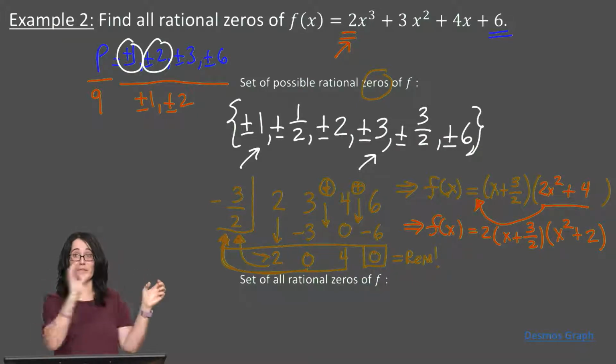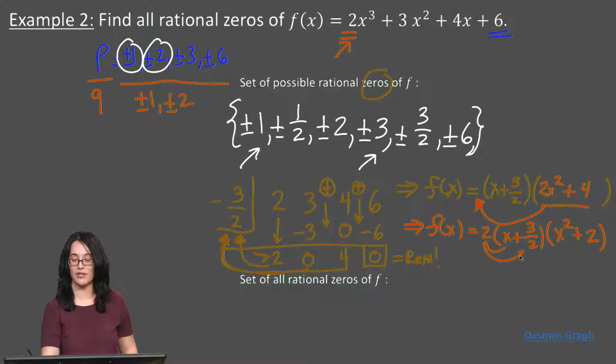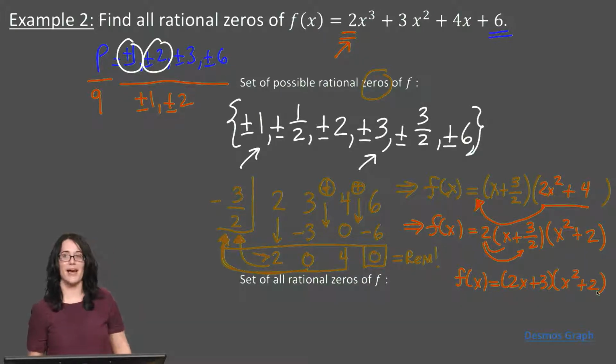Yeah, you moved it in front, but couldn't you now redistribute it back into the first binomial? Why would you do that? That's right, because you would get rid of the fraction. You would actually have, as your function in factored form, 2x plus 3, because 3/2 times 2 is 3, times x squared plus 2.